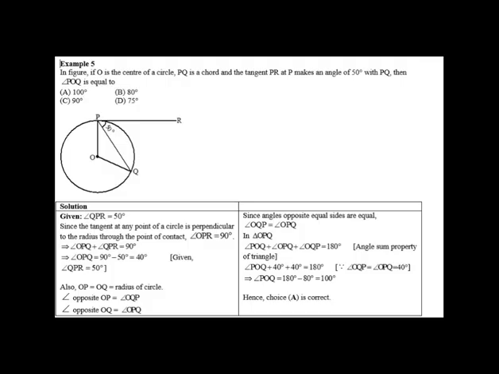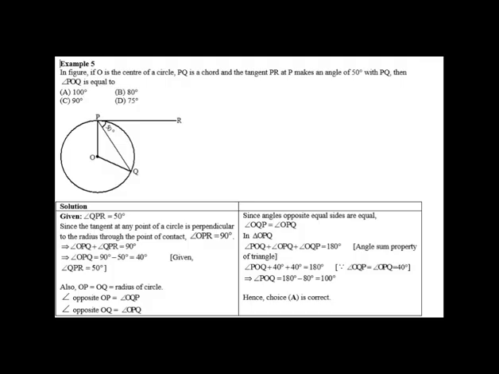Since the tangent at any point of a circle is perpendicular to the radius through the point of contact, angle OPR is equal to 90 degree, which implies angle OPQ plus angle QPR is equal to 90 degree, which implies angle OPQ is equal to 90 degree minus 50 degree, which is equal to 40 degree. Therefore, angle OPQ is equal to 40 degree. Also, OP is equal to OQ, which is equal to radius of the circle. Therefore, angle OQP is equal to angle OPQ because angles opposite equal sides are equal.